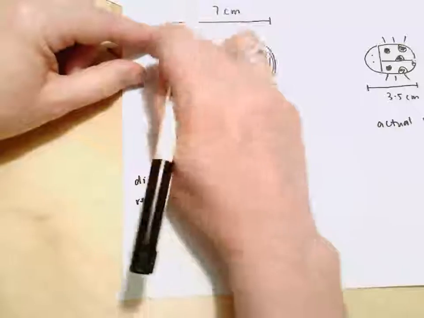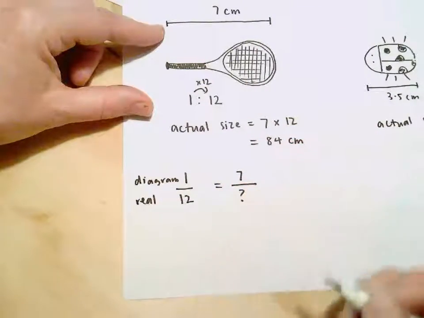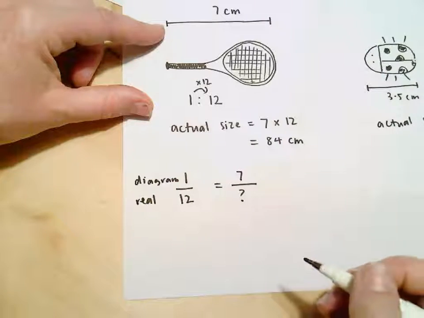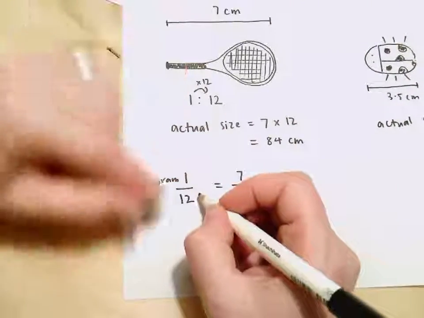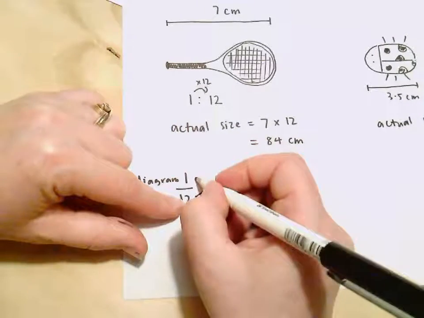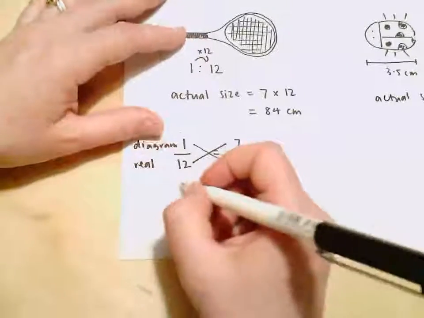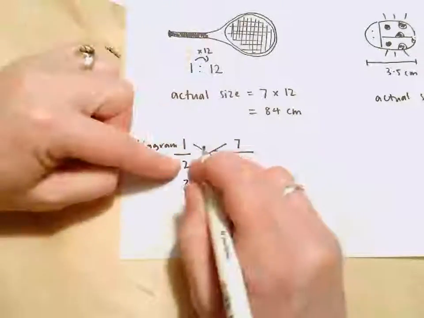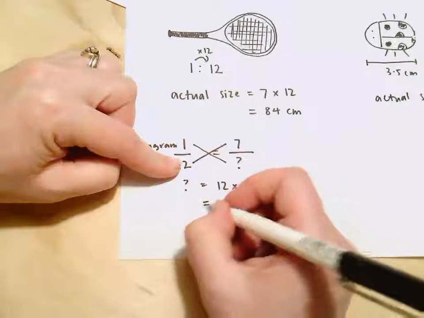And so I say, well, on my diagram, I also know that the tennis racket is actually 7. I'm trying to work out what it is in real life. And I can use cross multiplying there. So remember, cross multiplying means multiply the two things that are opposite and divide by the thing that is opposite the unknown. So here the question mark would be given by 12 times 7 divided by 1, which again will just give you the 84.